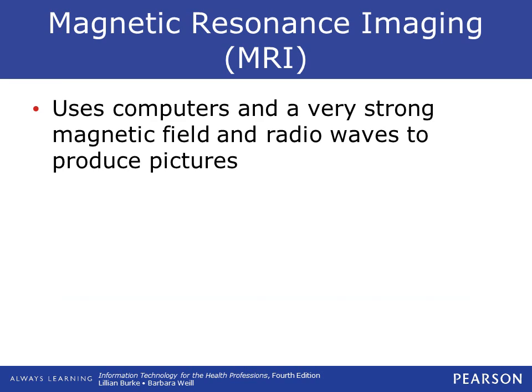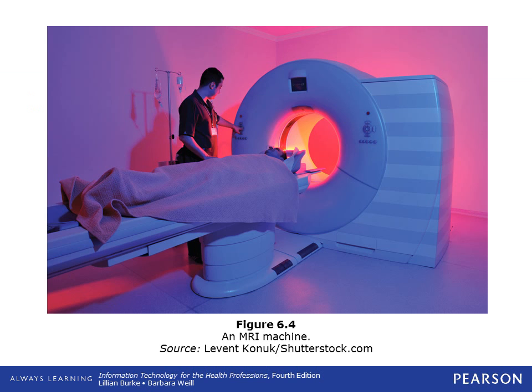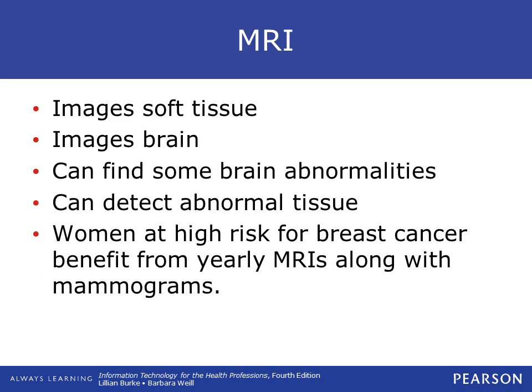MRIs, known as magnetic resonance imaging, also use magnetic fields, but very, very strong magnetic fields and radio waves, and it's used to produce pictures as well. Now, I put a picture in here, figure 6.4, just to give you a visual of what an actual MRI machine looks like. The next slide behind that just tells you some of the things that it's used for.